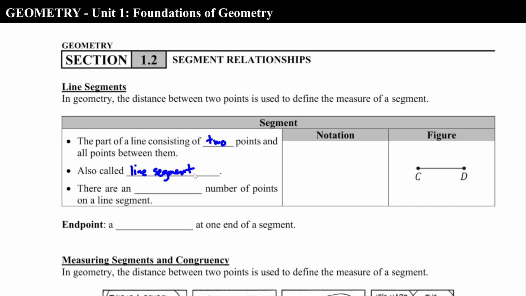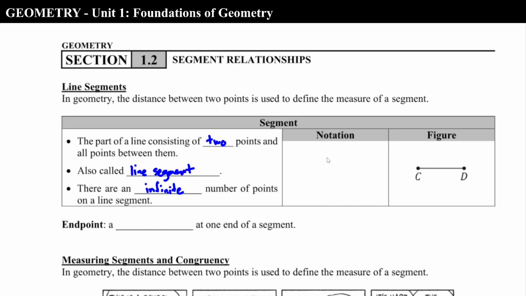Now, there are an infinite number of points on a line segment. Just like there are an infinite number of points on a line, there's an infinite number of points on a line segment, because no matter where you put another point on this line, you can always put another point in between those 2 points, and then another point between those 2 points, and that can go on forever.